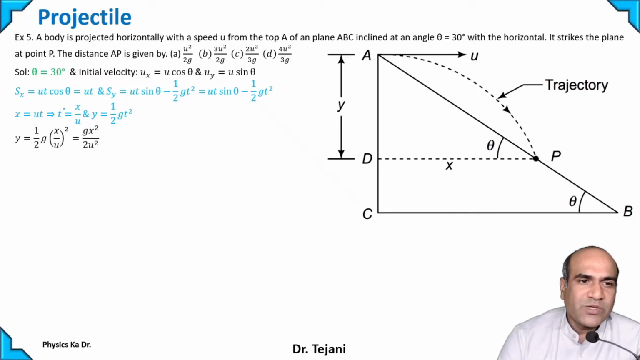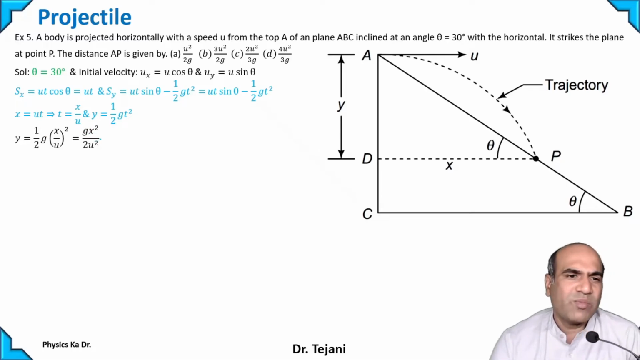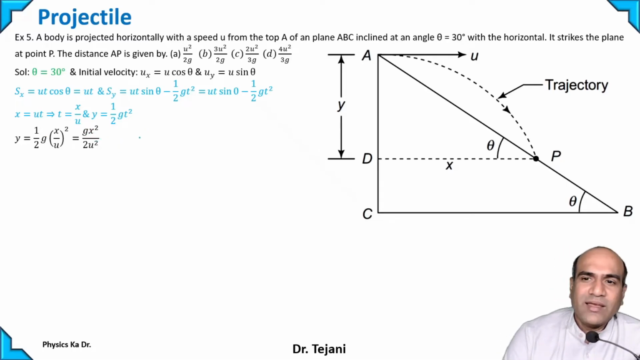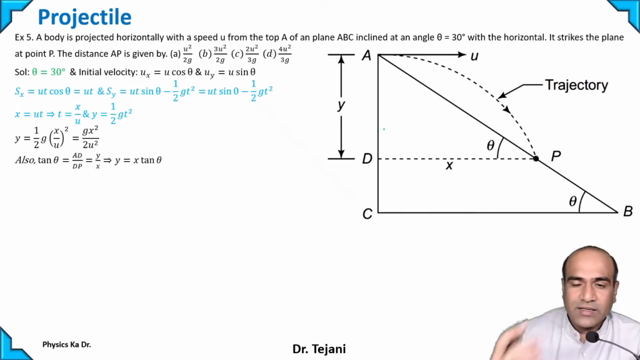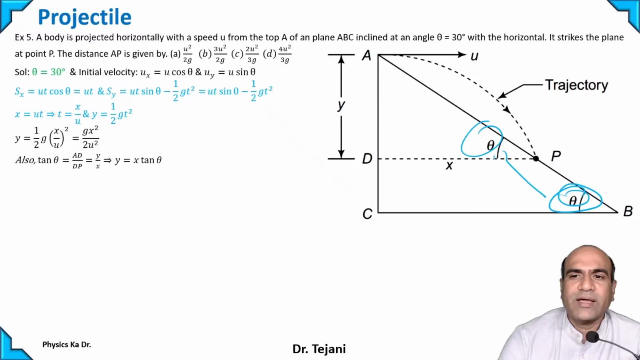So we can put values of t in this equation. So we can eliminate t from the data, and y is equal to 1 by 2 gx square by u square. And similarly, if I take this angle, tan theta for this triangle, if this is the angle theta, so this angle should be theta, that both angles should be theta. That we know very well.